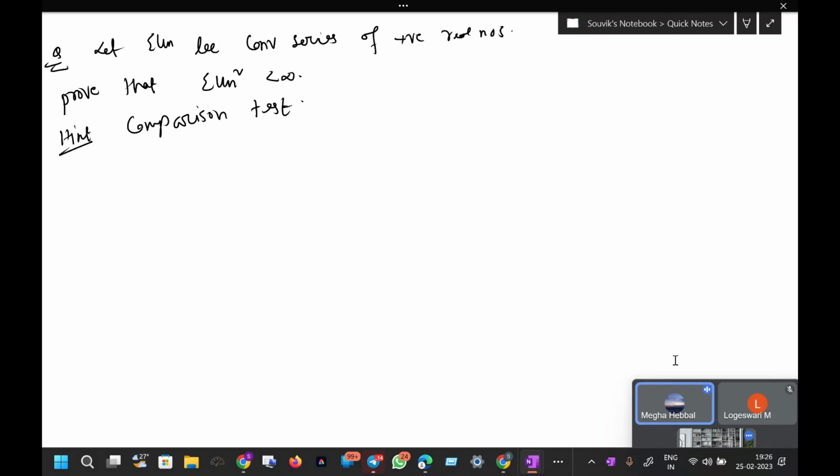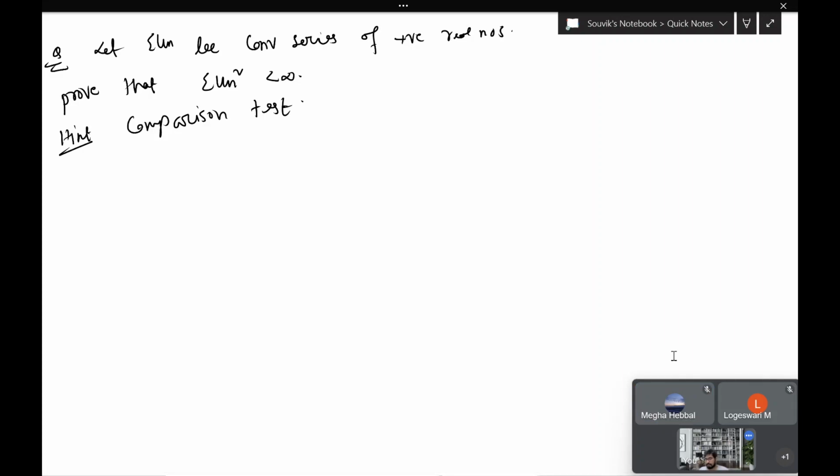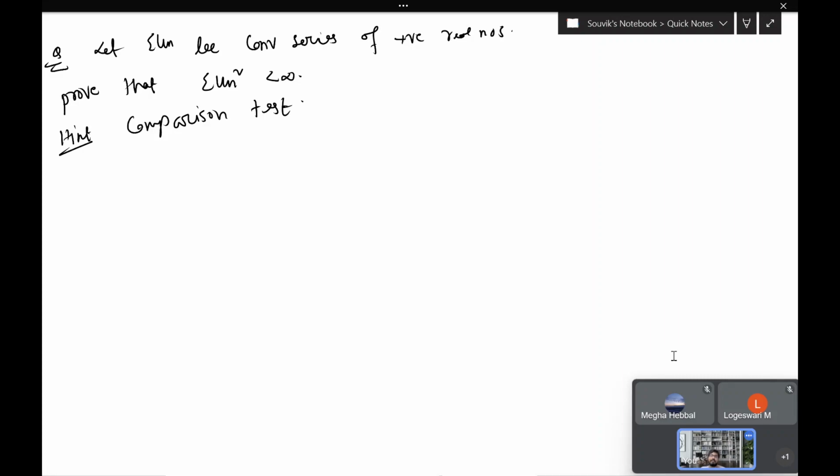So we can't say un square is greater than un for all n, right? Yeah, right. So first of all, no need to do it for all n. If for some finite number of n it is not true, then it is okay. We can consider the terms after those finite number of n's, right?